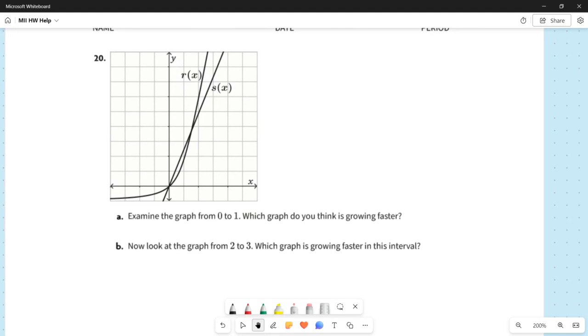Last one, question 20. We have a graph here. We have r of x and s of x. Before we even get to the questions, it's probably worth orienting our mind as to what we're talking about here. So r of x, which we'll do in red, is this guy. And s of x is this guy.